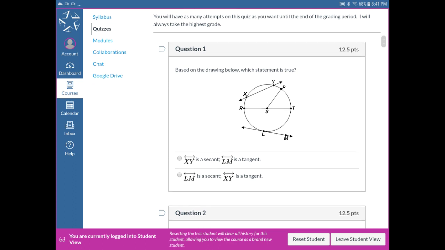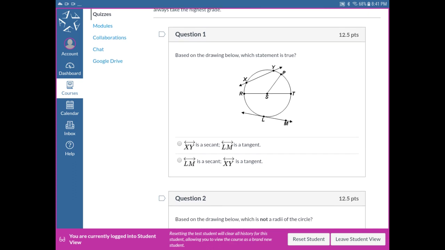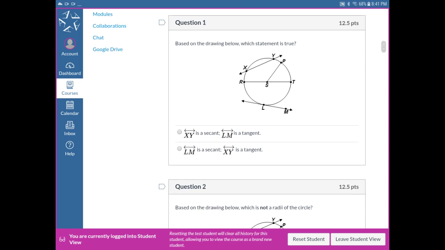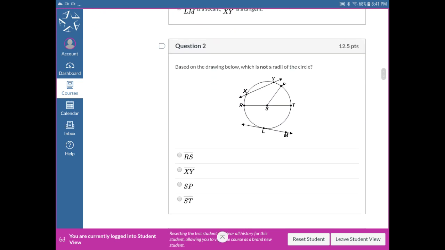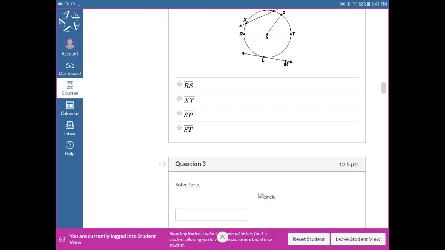Here's the quiz for the week. Which is true? XY is a secant, yeah. LM is a tangent, yeah. LM is a secant, no. XY is a tangent, no. A secant goes through, a tangent does not. Which is not a radii? SP is a radii. PS is the same thing as SP.